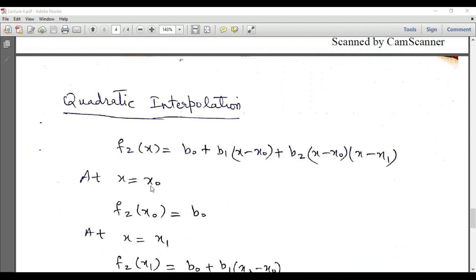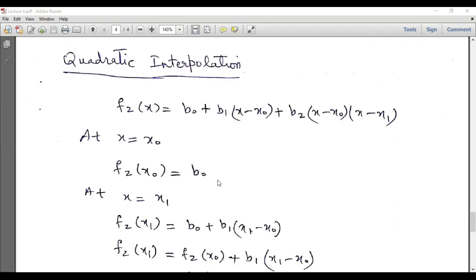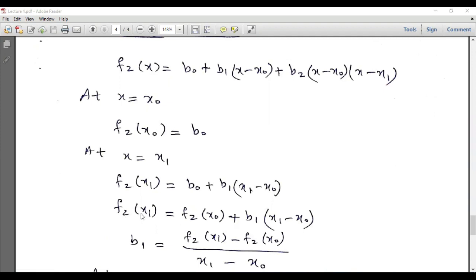If we substitute x is equal to x naught, we will get the value of b naught. Similarly, if we substitute x is equal to x1, we will get the value of b1, and after calculating the values of b naught and b1, we can calculate the value of b2. So x equal to x naught means that b naught is equal to f2 x naught. Similarly, x is equal to x1 means f2 x1 is equal to b naught plus b1 into x1 minus x naught, and f2 x1 is equal to f2 x naught plus b1 into x1 minus x naught. So b1 can be evaluated as f2 x1 minus f2 x naught divided by x1 minus x naught.